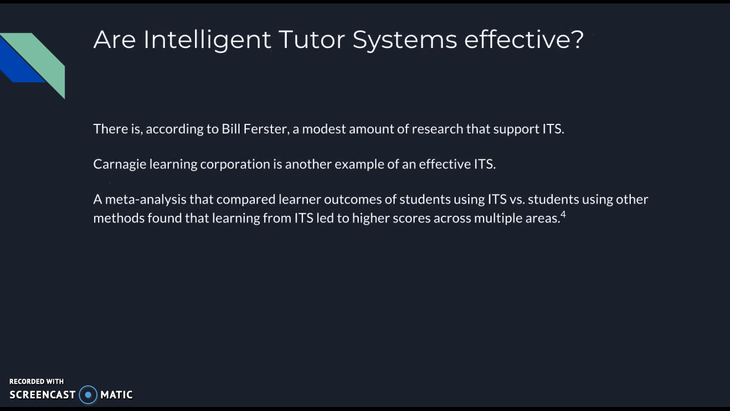Assessments are embedded within the instruction so that the system can adjust the model accordingly depending on where the student is at. Are intelligent tutoring systems effective? There is some research that supports this. The Carnegie Learning Corporation is an example of an effective intelligent tutoring system. They reported that students using their algebra system performed 85% better on assessments of complex problems than those who did not.